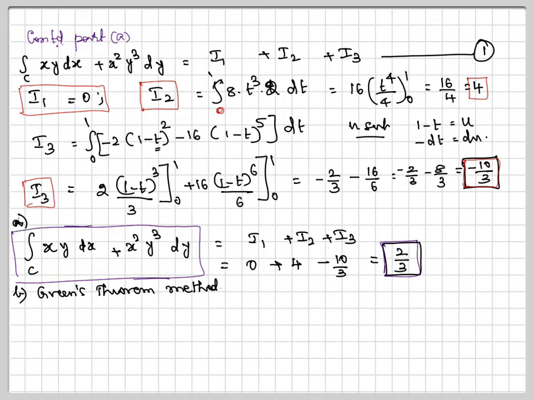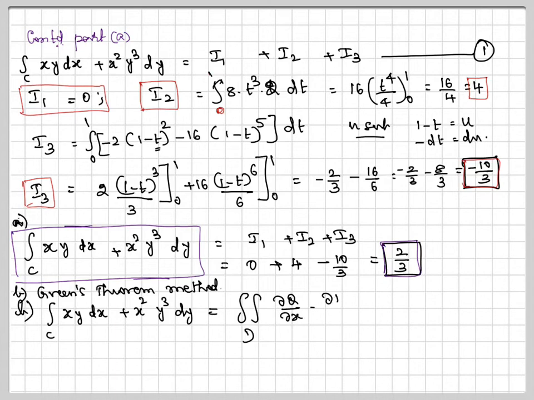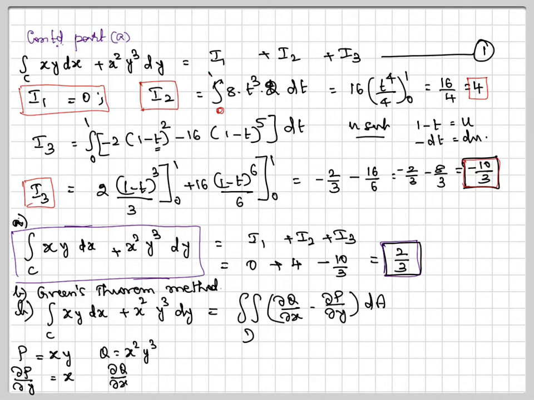So the method of Green's theorem in this case: the integral over C of xy dx plus x squared y cubed dy equals the double integral over D of the partial derivative of Q with respect to x minus the partial derivative of P with respect to y dA, where D is bounded by the curve C and C is traversed counterclockwise. Here, dP by dy equals x and dQ by dx equals 2xy cubed.